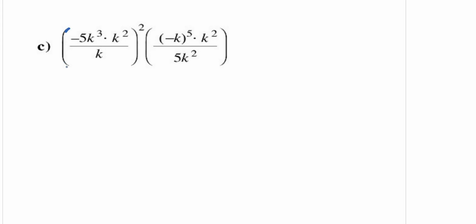If I take a look at my first bracket here, the only thing that I can see that I can simplify are the variables, right? So look at all these k variables. If you think about this in your head, 3 plus 2 is 5, so that's k to the 5, and then you're dividing by this single k there, right? So k to the 5 divided by k to the power 1 is really k to the power of 4.